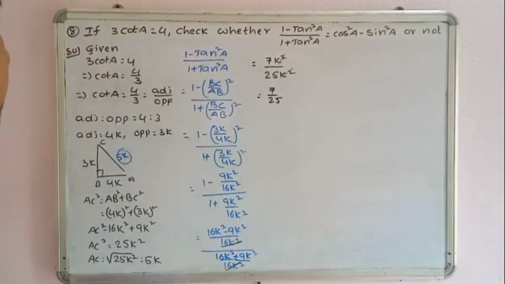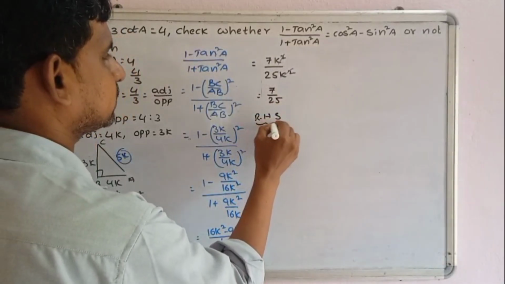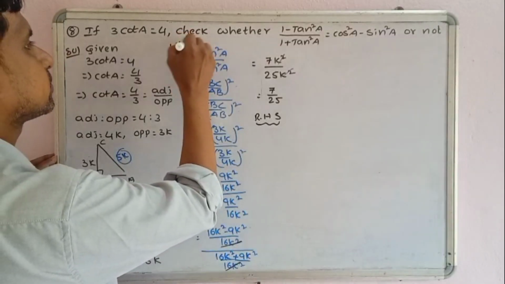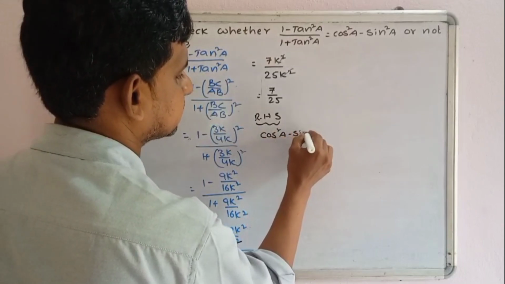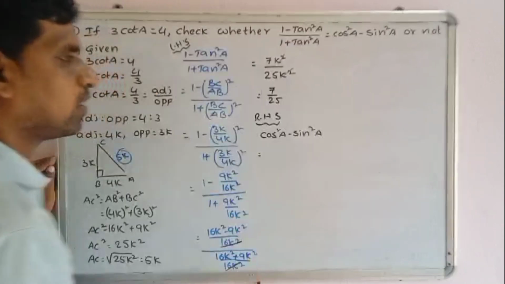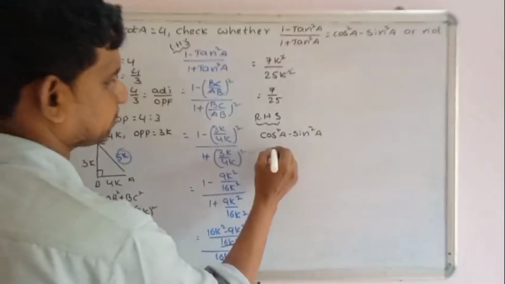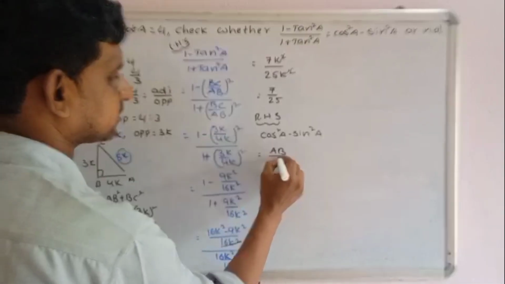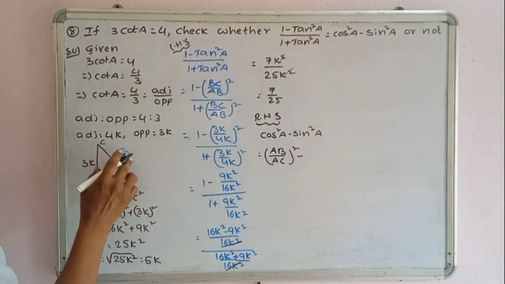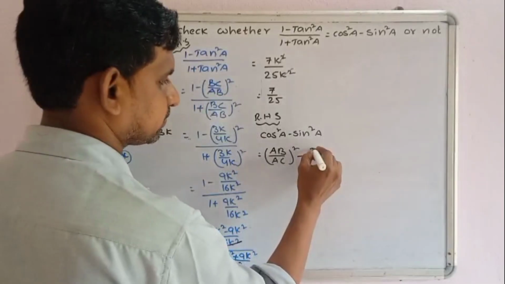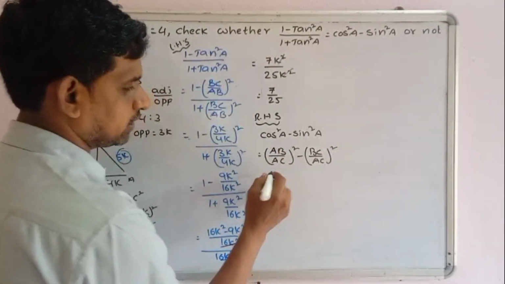This is LHS. Now find the value of RHS. So what is RHS? Cos square A minus sin square A. Cos A is nothing but side adjacent to A by hypotenuse. Side adjacent to A is AB, hypotenuse is AC, squared, minus sin A, side opposite to A by hypotenuse. Side opposite to A is BC, hypotenuse is AC, squared.